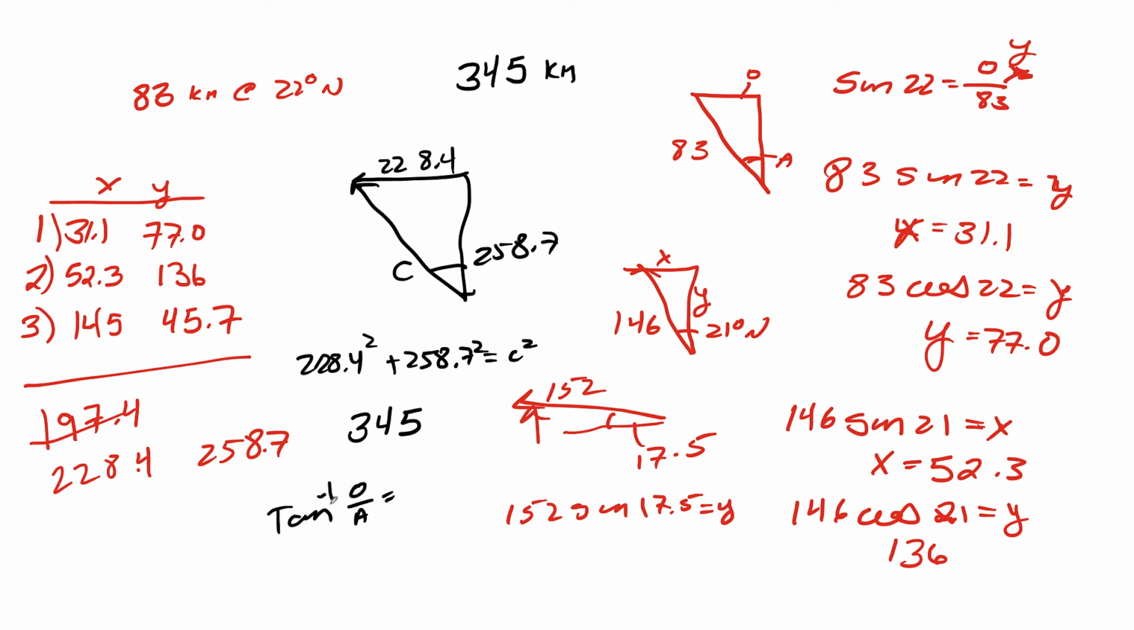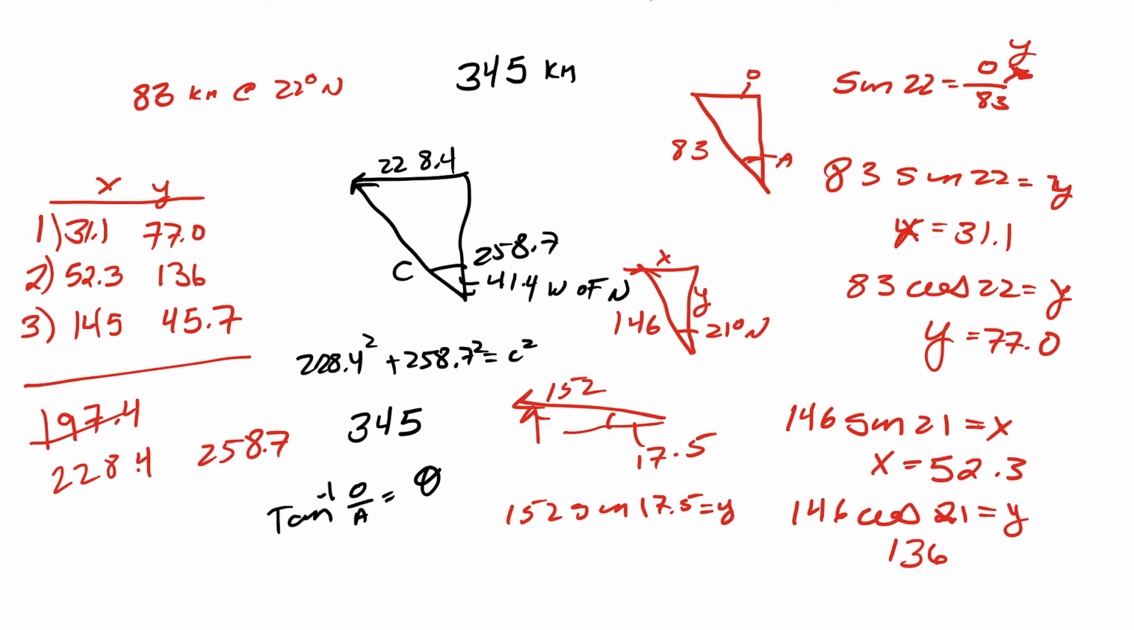So remember, tangent of the angle is equal to opposite over adjacent. So you do the inverse tangent, opposite over adjacent, will give you the angle. So again, 228.4 divided by 258.7, and that'll give me 41.4. So this angle is 41.4 west of north. Because here's my north axis directly up, and I'm 41 degrees west of that.